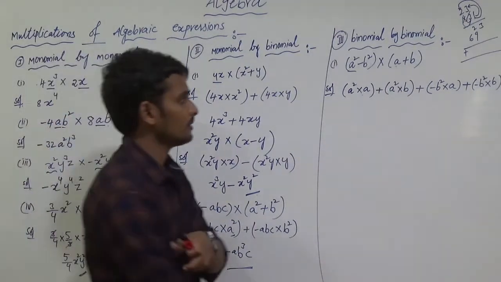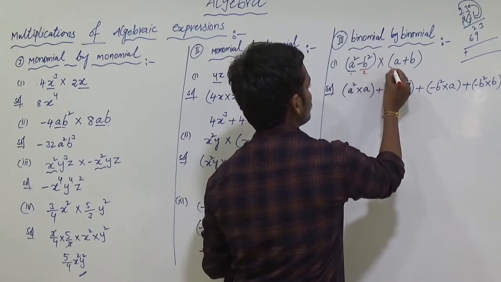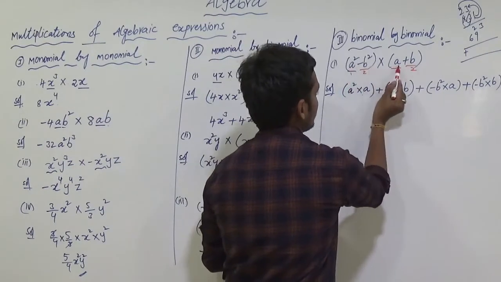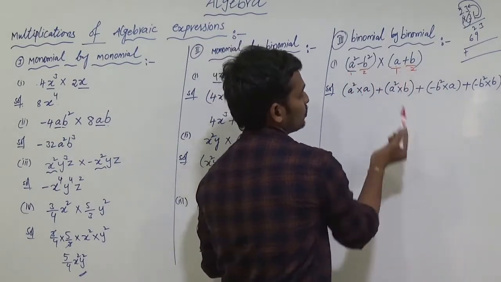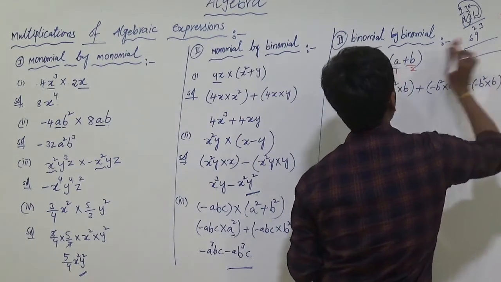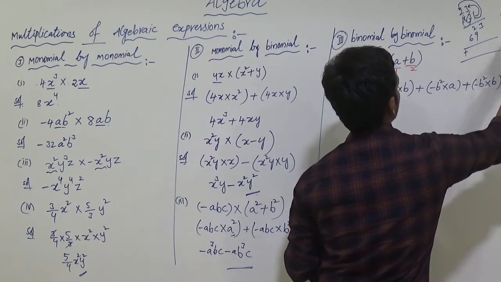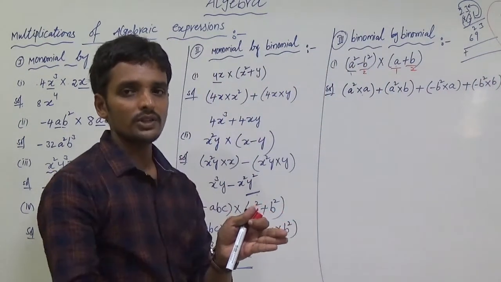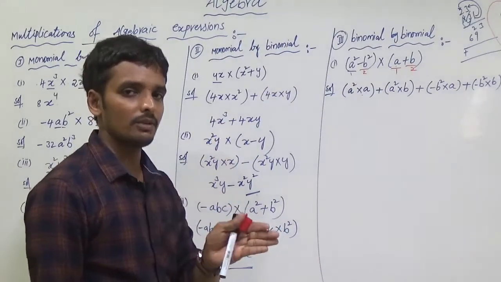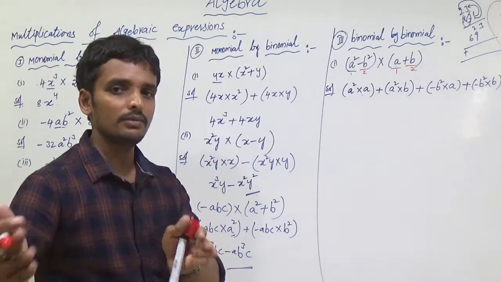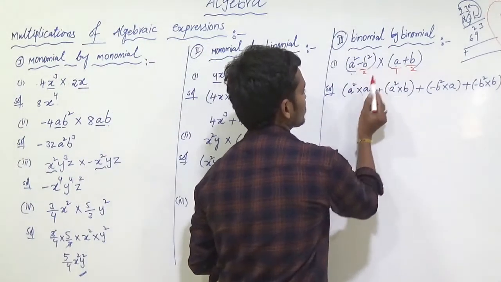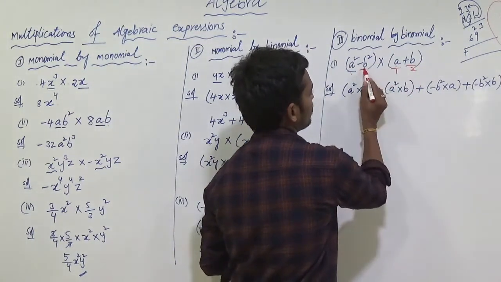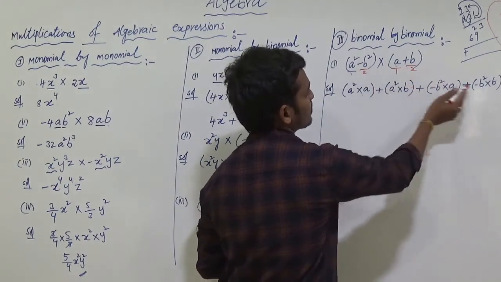I hope you understand. Again I will explain. Look here: this is 1, this is 2; here 1, this is 2. First of all, we multiply 1 with 1, that's why a square into a. Again 1 with 2. So our rule is 1 with 1, 1 with 2, then 2 with 1, and 2 with 2. This is the way. So a square into a, plus first into second, a square into b, plus second into first, minus b square into a, plus minus b square into b.